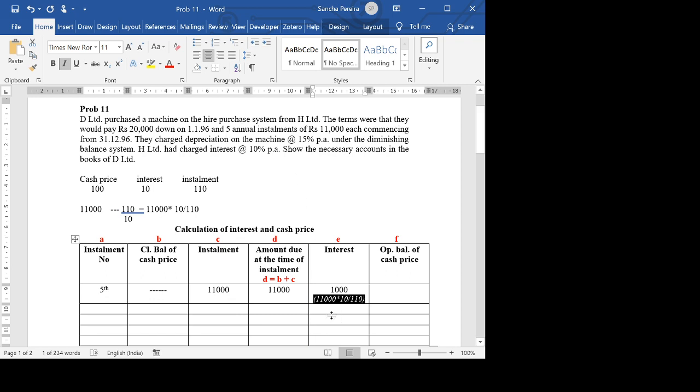Is this clear? So in every problem, you don't need to do this calculation. You just take the interest and divide it by 100 plus that interest. Why is it like that? It's because of this. Okay.